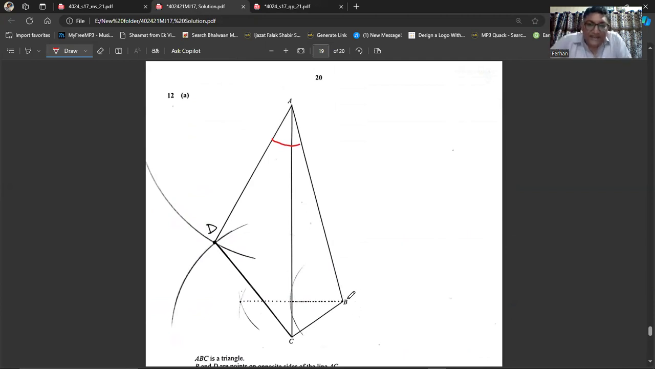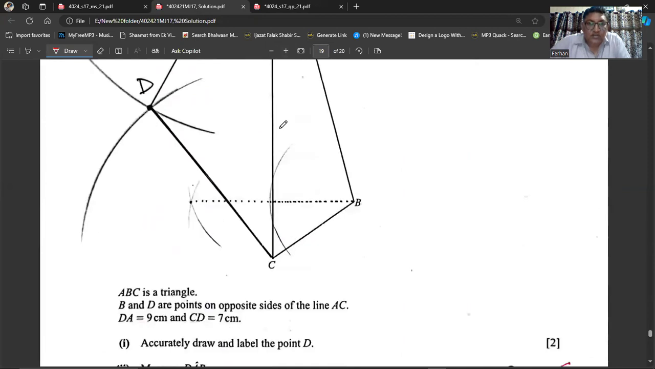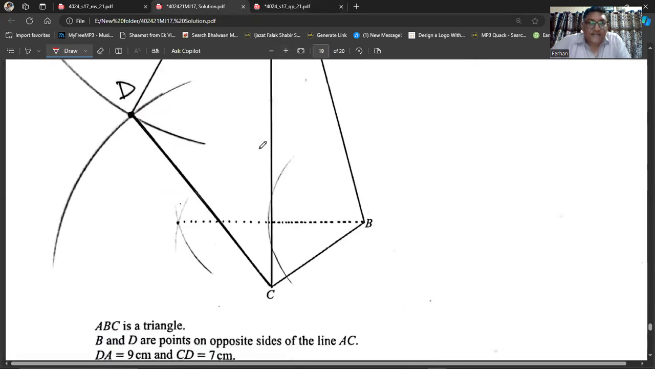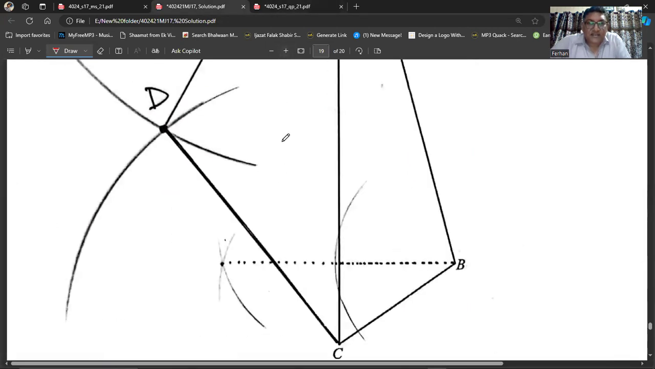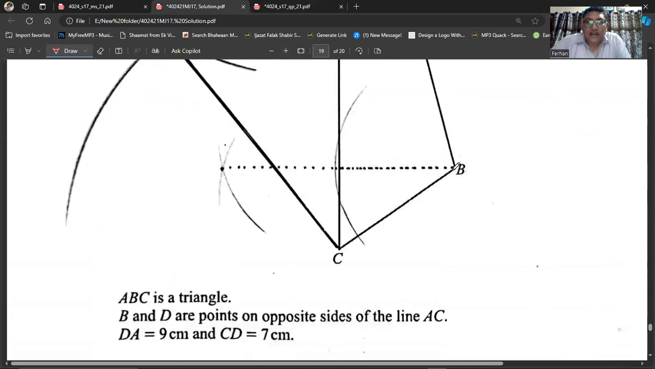I put my compass here, open it enough, and I draw this arc. Can you see this arc? Let me show you. I hope you can see this arc. Let me increase the size. I open my compass enough. I take B as the center. I draw this arc. These arcs intersect here and here.